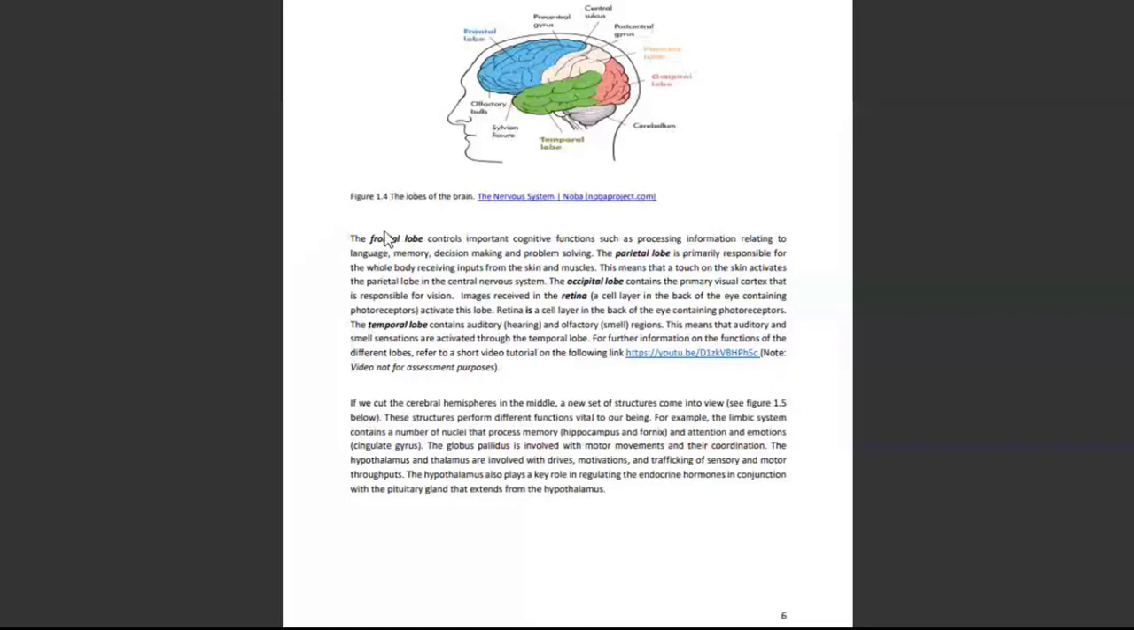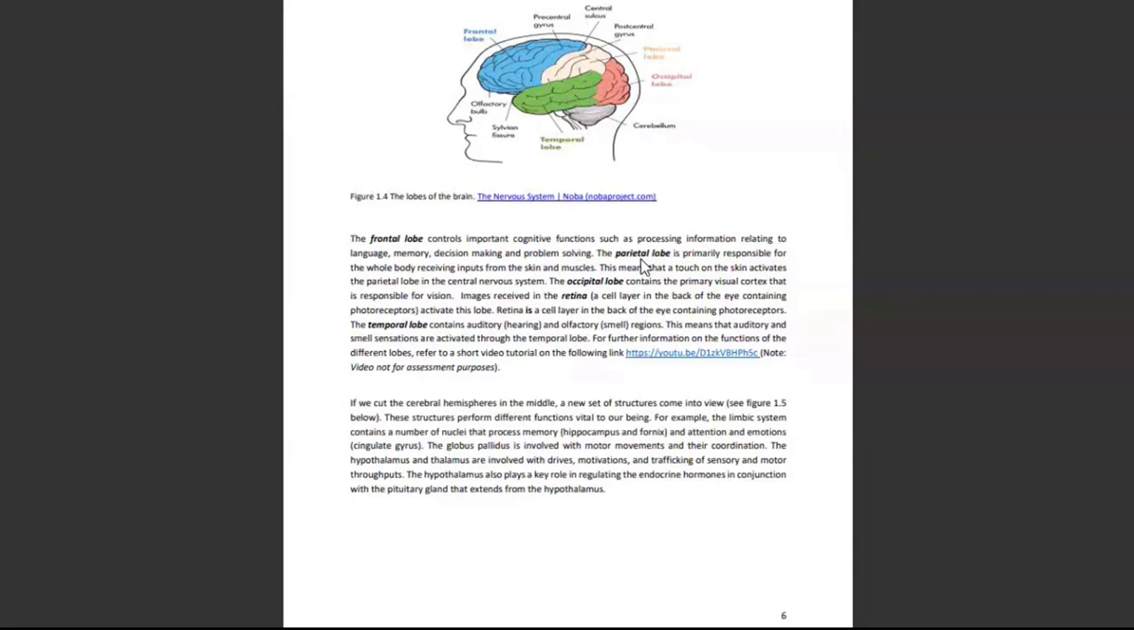In short, what is the function of the frontal lobe? The function of the frontal lobe is for thinking and reasoning. How do you think and reason? Through what is called, you process information. You process language, memory, decision making, and problem solving. That is the frontal lobe, the thinking and reasoning part of the brain.